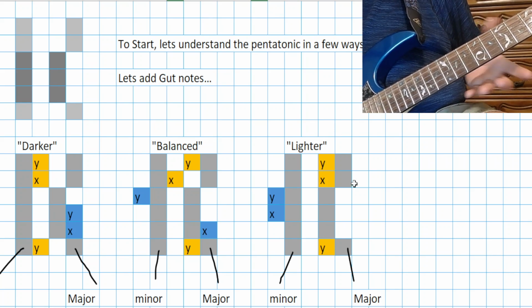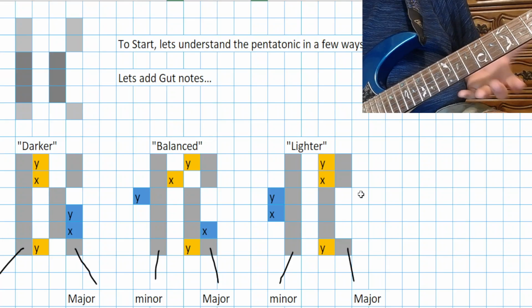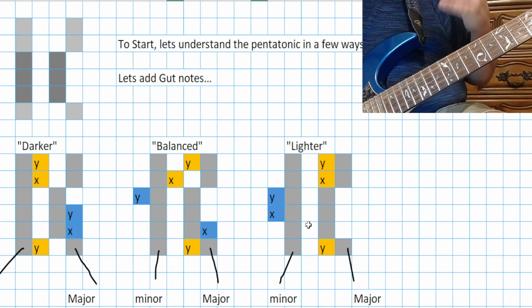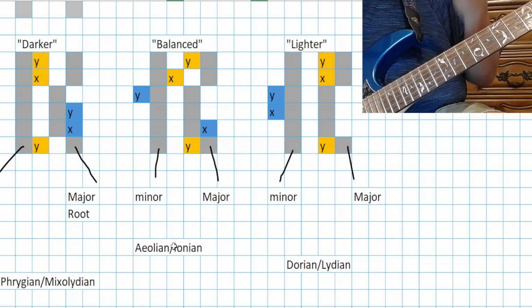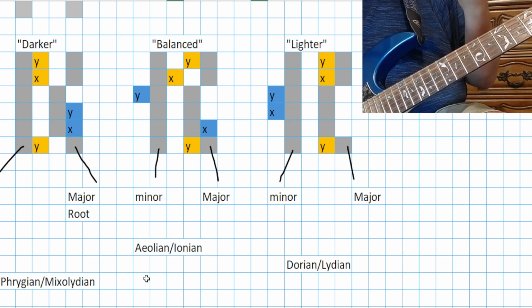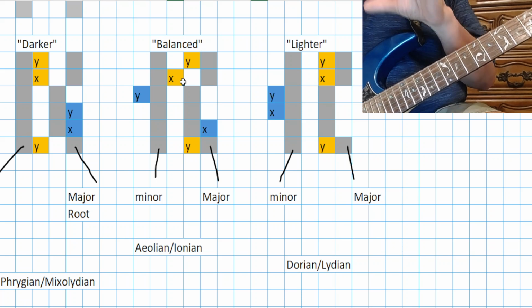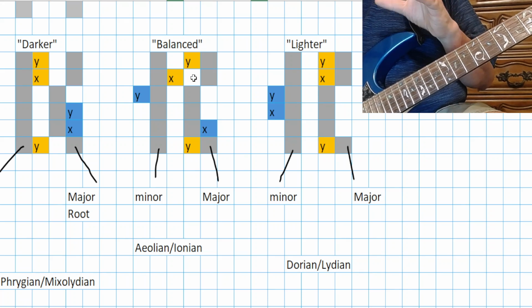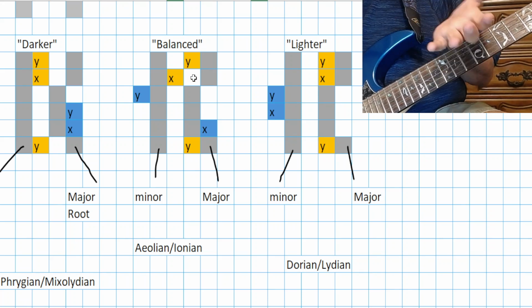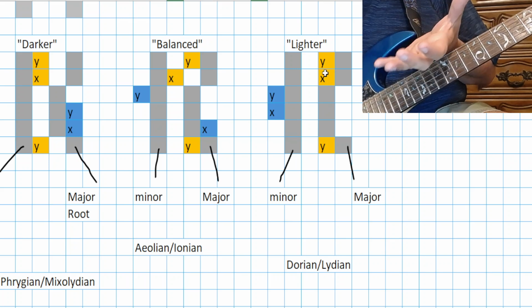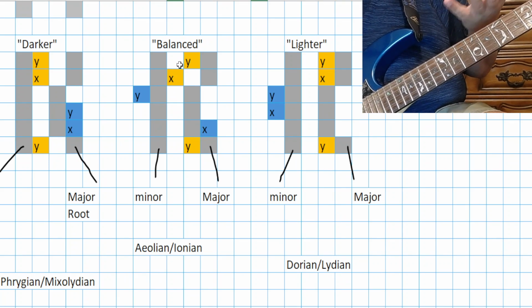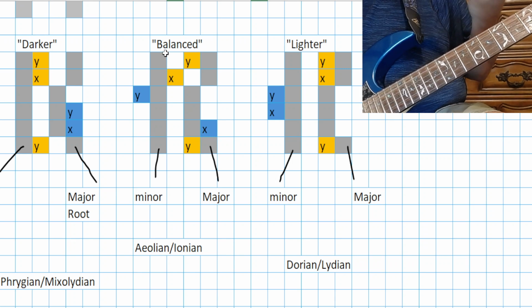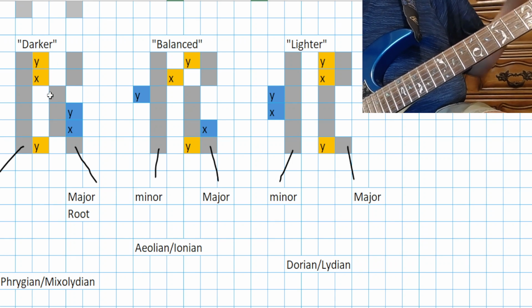So here's what we need here. You just take a look, pause this screen, learn what you're doing. Lighter is Dorian and Lydian. Balanced is Aeolian and Ionian. And if you think about balanced, you only have to change one note. The X slides up, raising a tone to get a lighter, more buoyant sound. And we take this one, the only choice that we can go lower with, and we go lower with that one to get the darker.